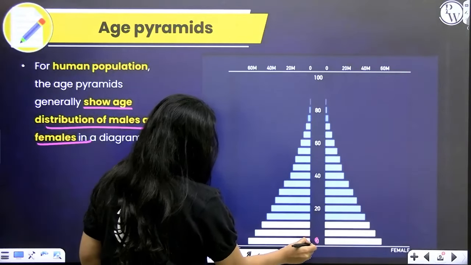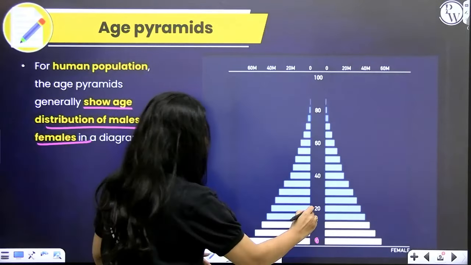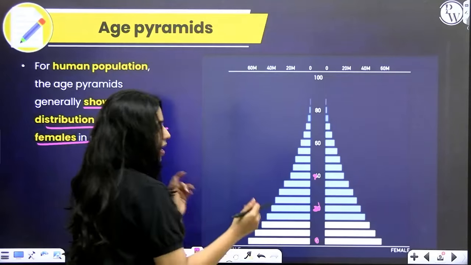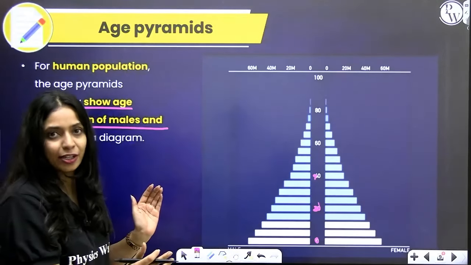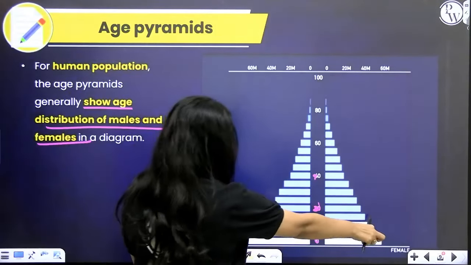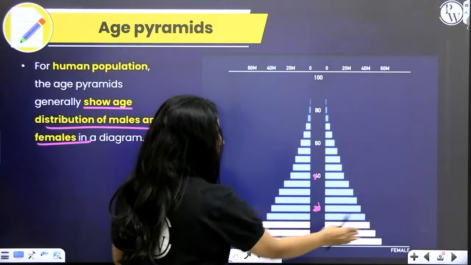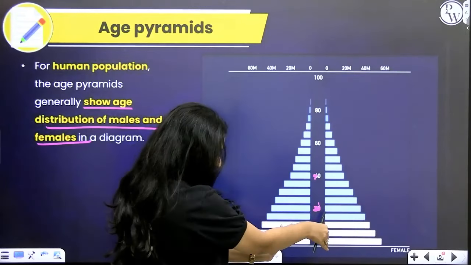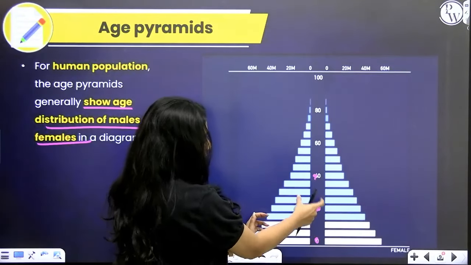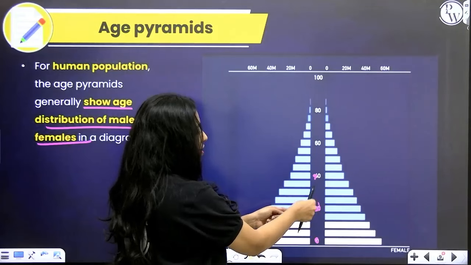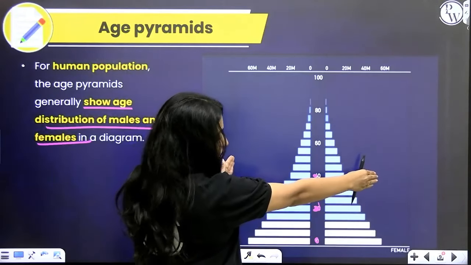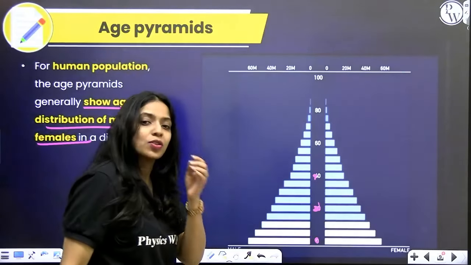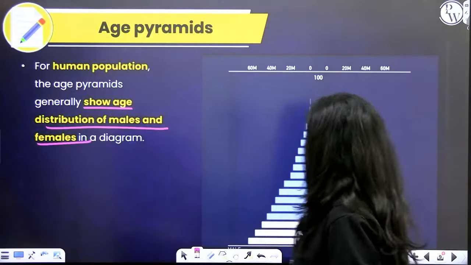This is a baby, zero. I mean, not even 1 year old. Here you have 20 years, here you have 40 years. How wide this is determines how many individuals are present in that group. If these individuals are more in number, then that will be very wide. The width will be more. If there are fewer young individuals, this will be narrow. If there are more individuals present in the 20 to 40 age range, these bands will be wider here. Okay, so that is what we see in age pyramids.